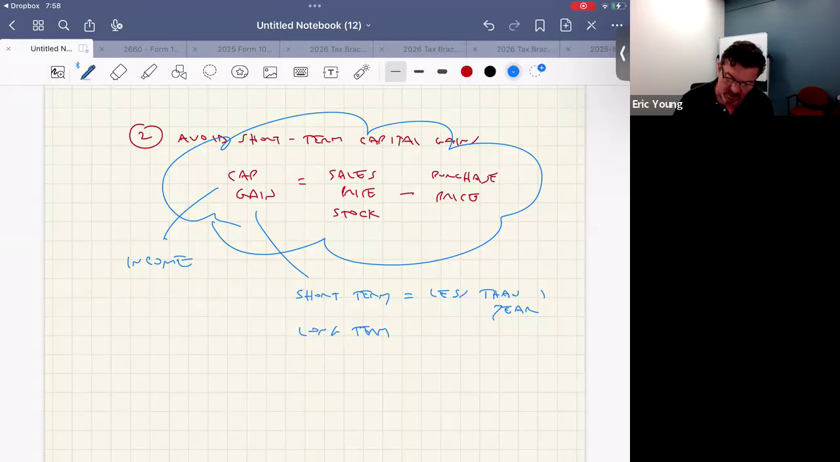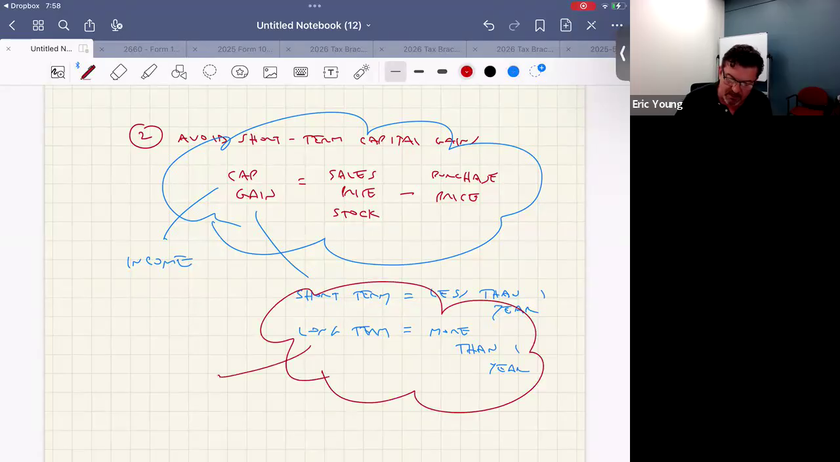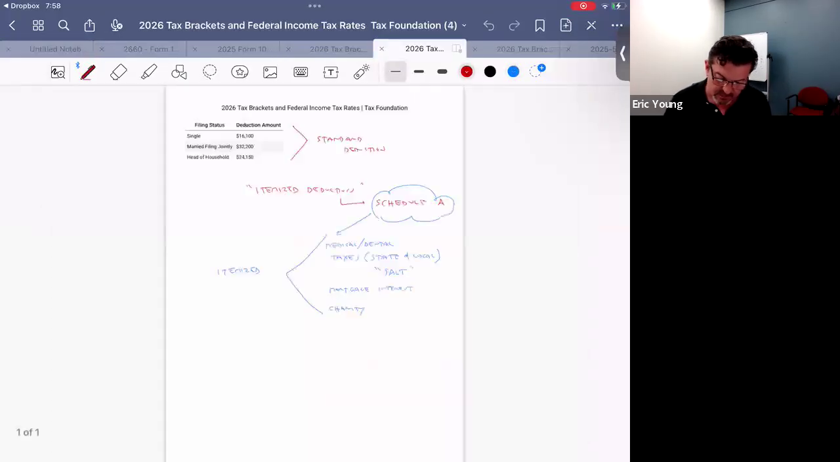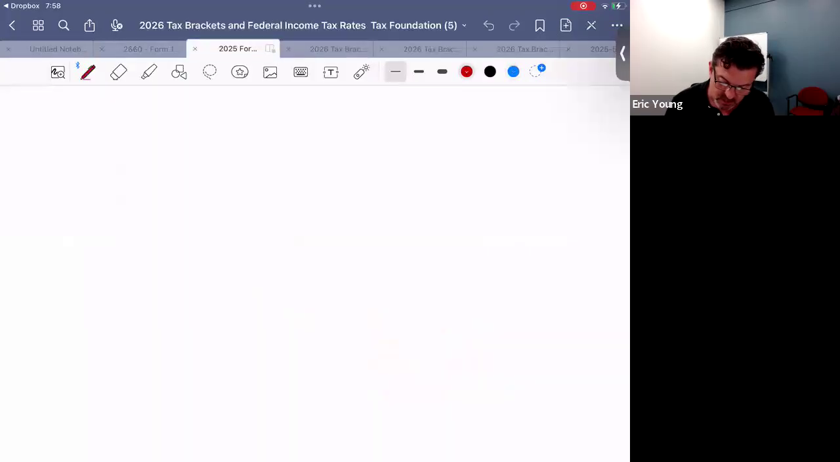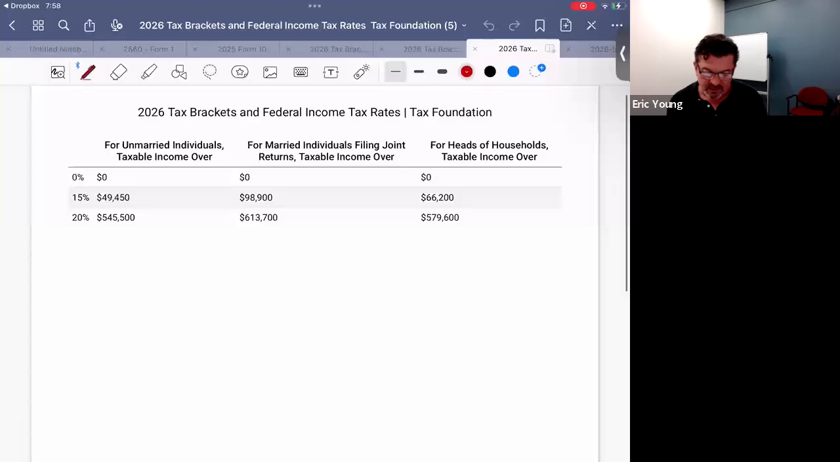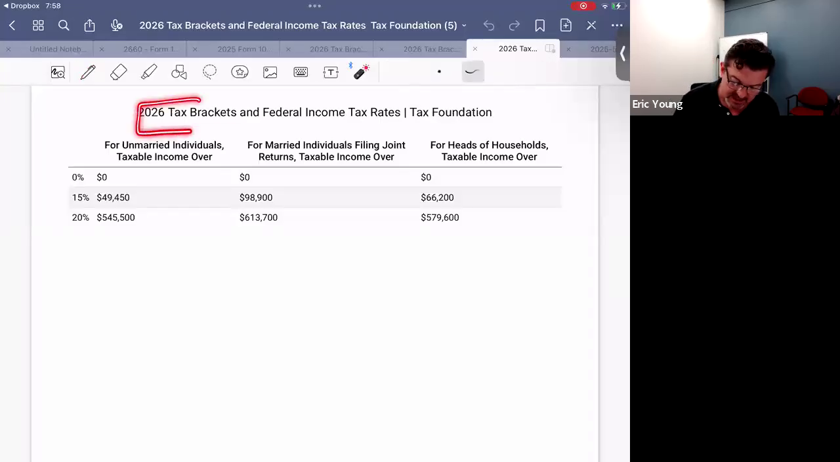Let's talk about long-term capital gains. A long-term capital gain occurs when you sell an asset that you have held more than 1 year. And this is crucial, because long-term capital gains have preferential tax rates. In fact, it's right here. This is for 2026. Check this out.